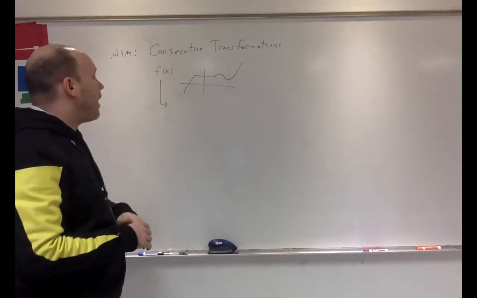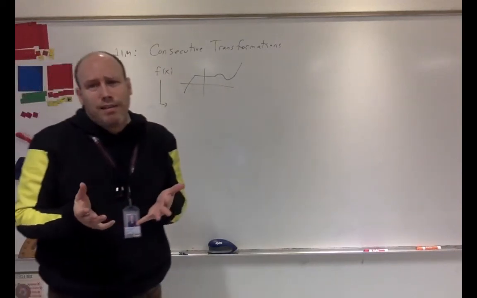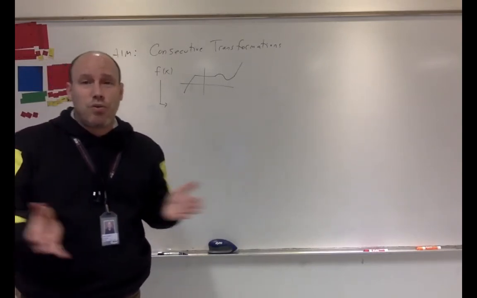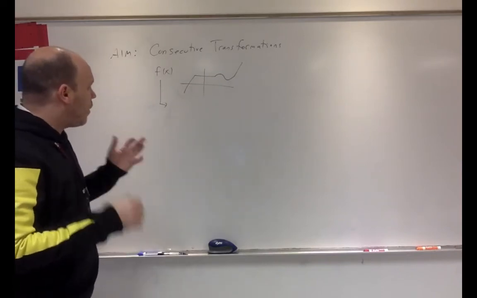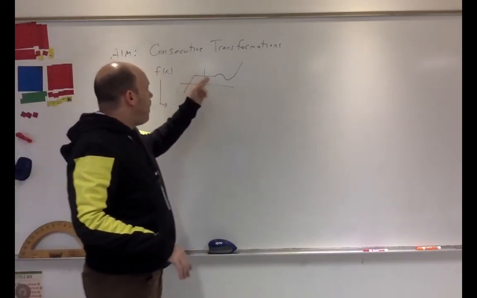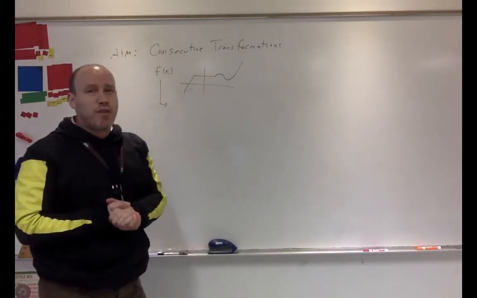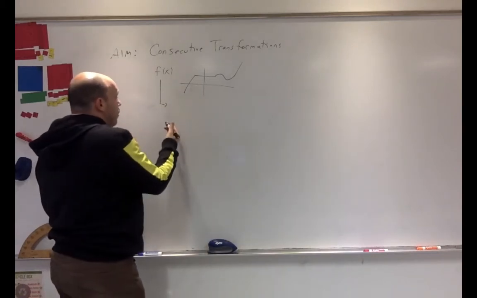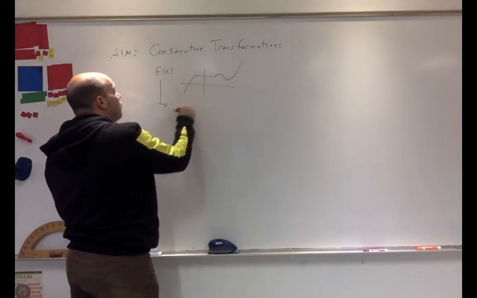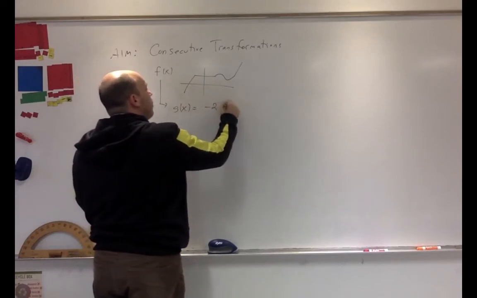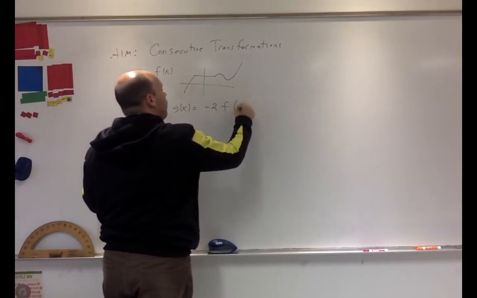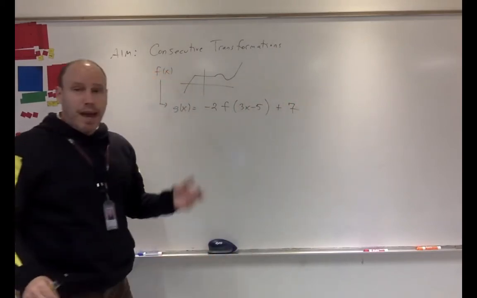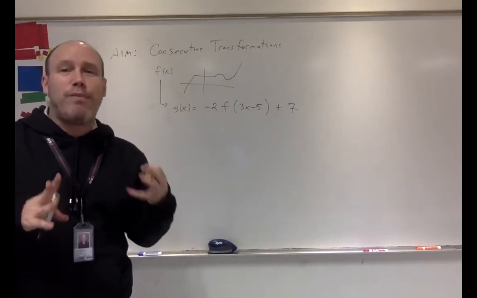So the next one is consecutive transformations, and it seems very basic, but I actually think you can spend the vacation just a day or two on this. So the idea is that you're going to be given a function, and maybe it's a piecewise function. We're not really sure what the function is, but you're going to be told it has a transformation. They're going to say, here's the new transformation, like g of x is equal to negative 2f of 3x minus 5 plus 7. And they're going to say, well, IB is going to say, describe the transformations.